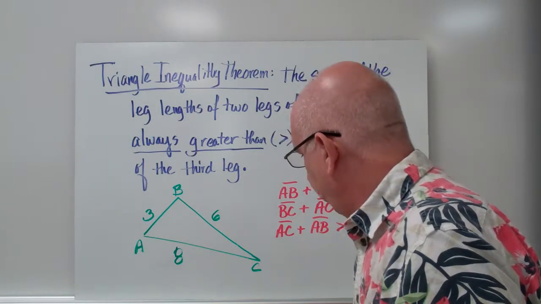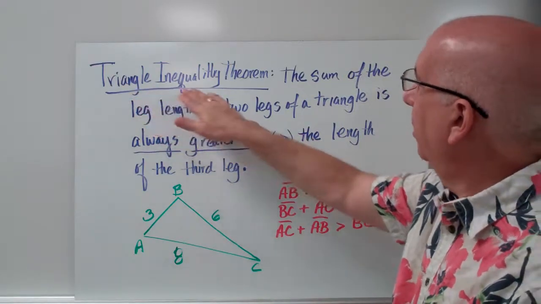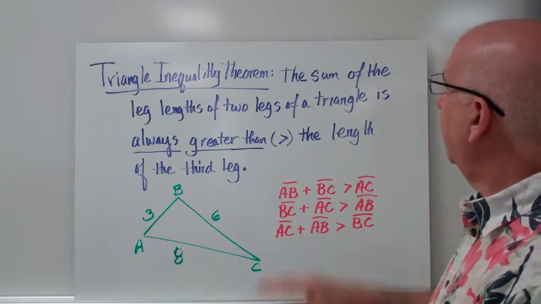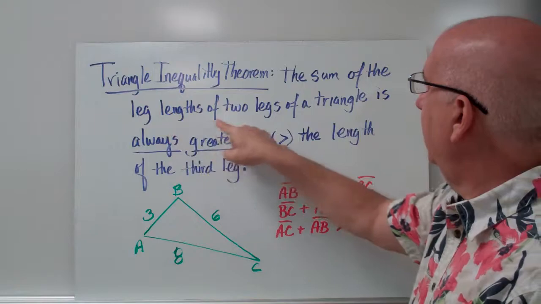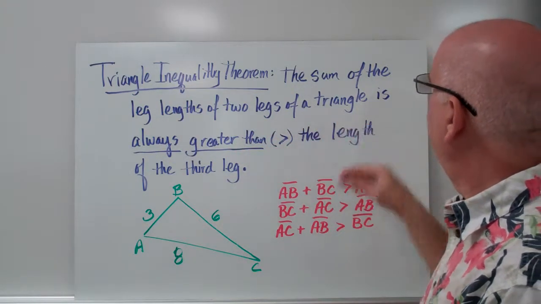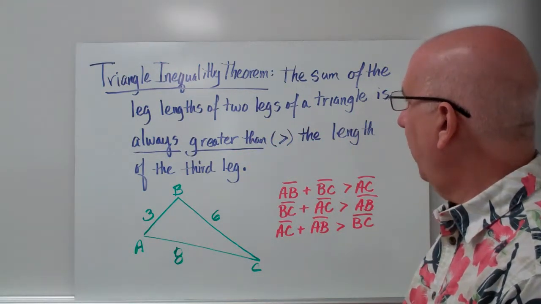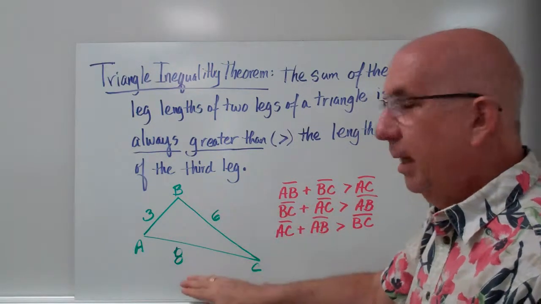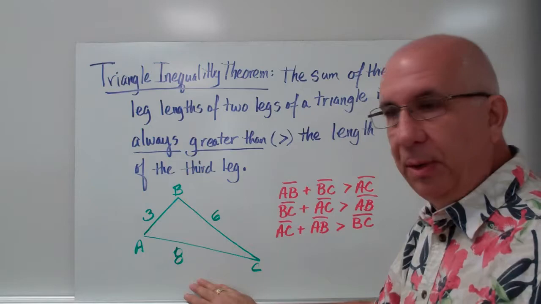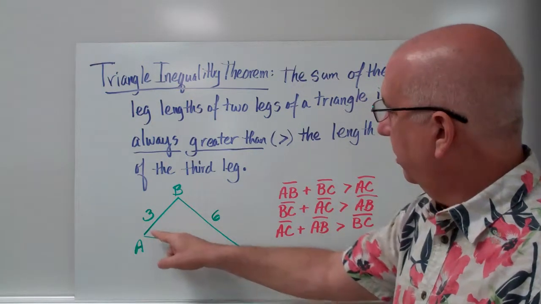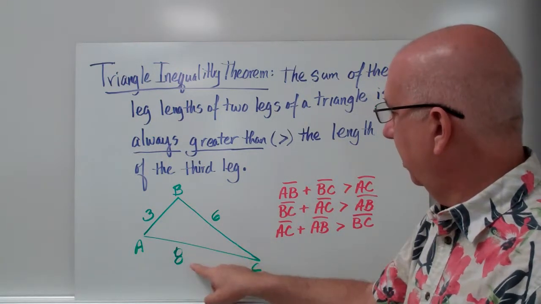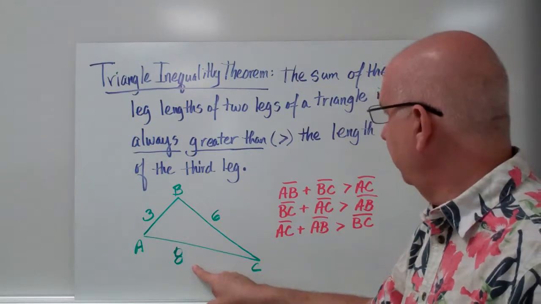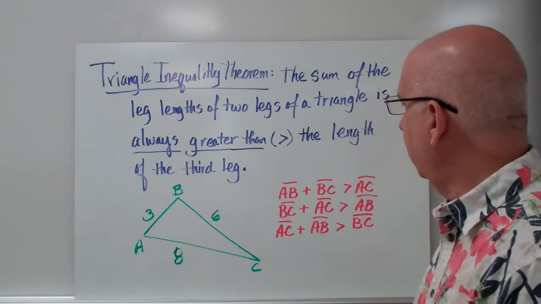The final theorem for today is the triangle inequality theorem. It states that the sum of the lengths of two legs of a triangle is always greater than the length of the third leg. I've given you an example here for triangle A, B, and C. This length is 3, this one is 6, and the longest side is 8. Now what that means is this.